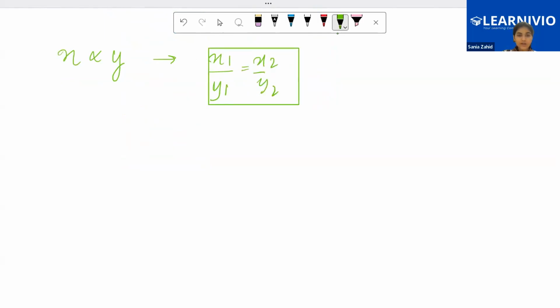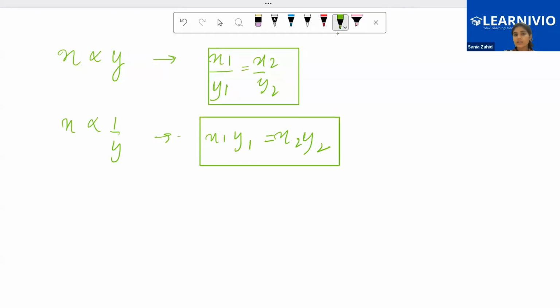See, for x inversely proportional to y, you can also say x1 y1 is equal to x2 y2. If you use this formula, it will be easier for you to calculate. Please remember these two formulas.